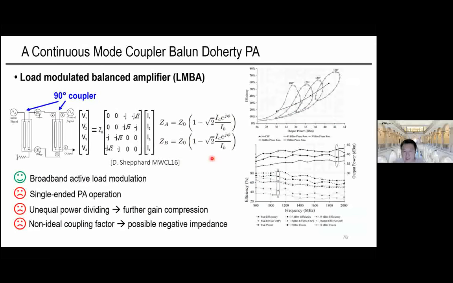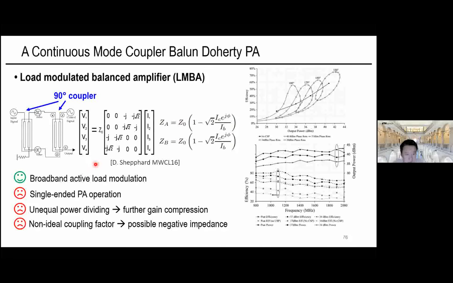In recent years, Professor Steve Cripps' group also proposed a very popular architecture called the load modulated balanced amplifier, LMBA. The LMBA uses a 90 degree coupler at the output, feeding the two quadrature ports using two main PAs. The isolation port uses a control amplifier, essentially a peaking amplifier or auxiliary PA, we can call it. If we assume the output network is driven by current sources, by solving the current to voltage relationship we can see that the load of the two main PAs will be modulated by the current of the control amplifier to achieve backup efficiency enhancement.